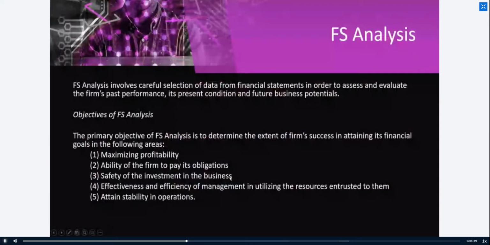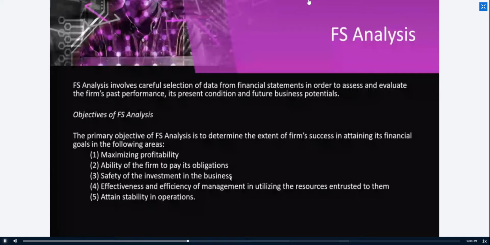So in FS analysis, we're going to discuss the comparative financial statements and ratios. Financial statement analysis involves careful selection of data from financial statements in order to assess and evaluate the firm's past performance, its present condition, and future business potentials.